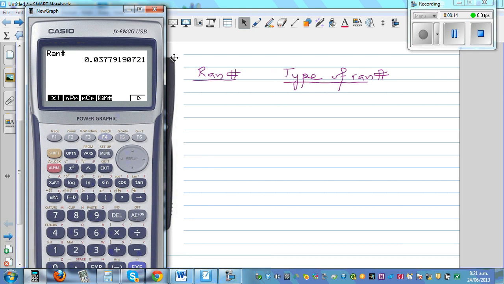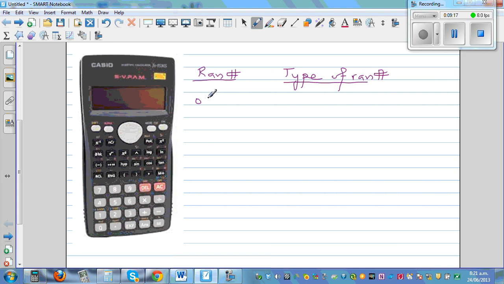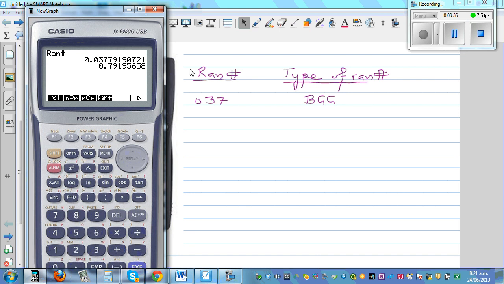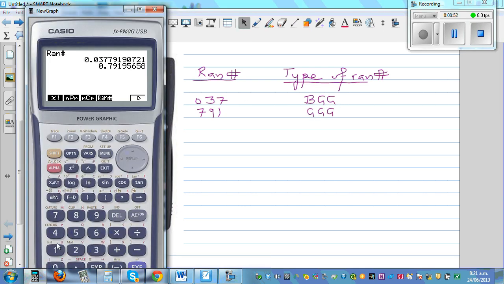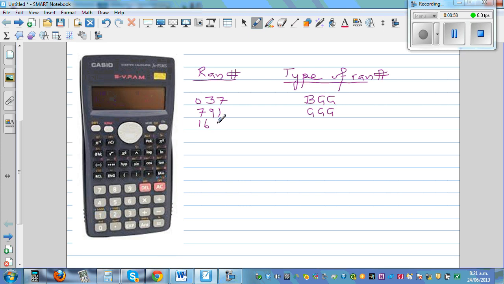It's 037. So the first number that I got is 037. What have I defined? Even for boy and odd for girl. Zero is even, so this is boy, girl, girl. If you press equal again, you get 791. You're looking only at the first three numbers. This is all odd, so this is girl, girl, girl. Press equal again, 169. This is odd, even, odd, so this is girl, boy, girl.